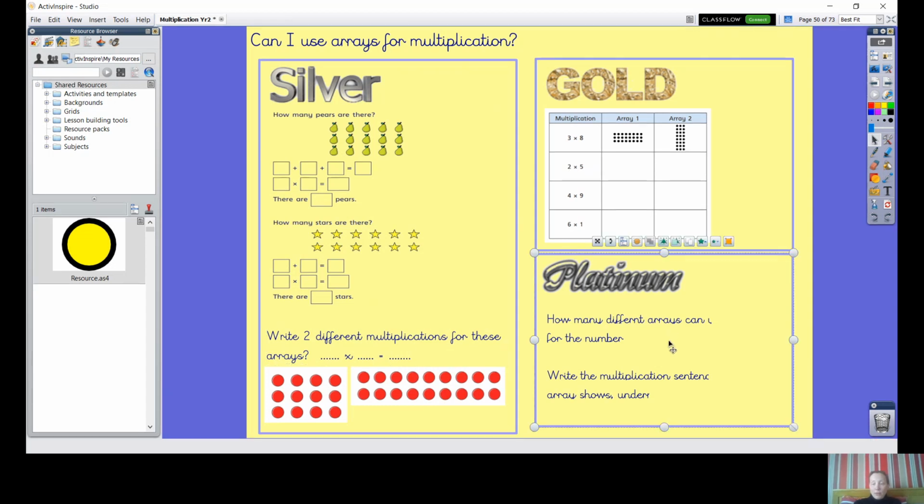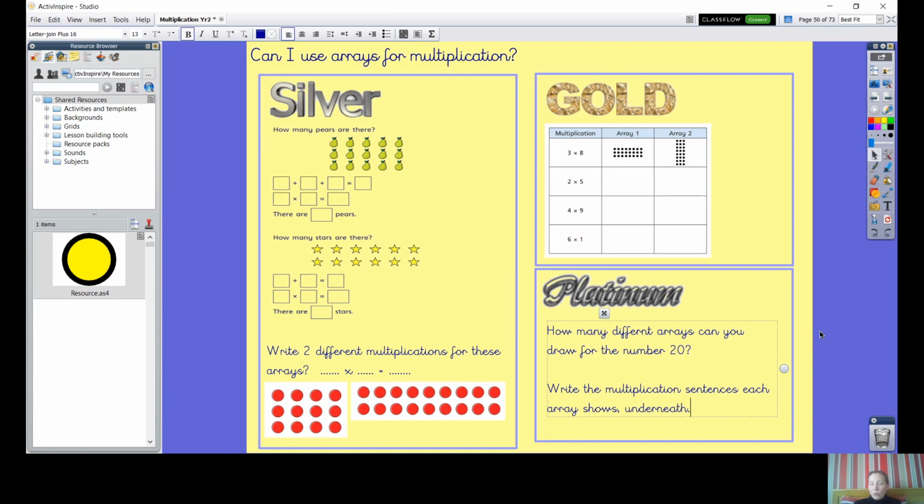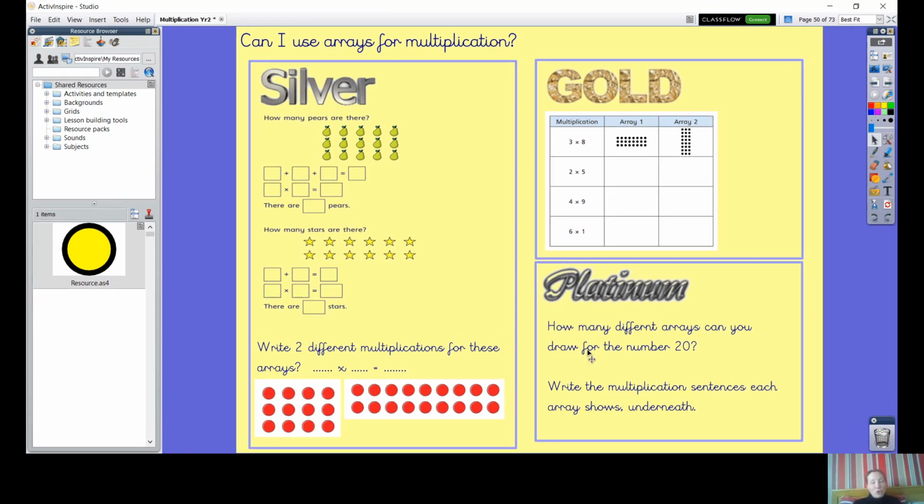And finally, let's just make sure you can read it all. How many different arrays can you draw for the number 20? And don't forget to write your multiplication sentences for those. So if you grab 20 objects, how many different ways can you neatly line them up to make an array?